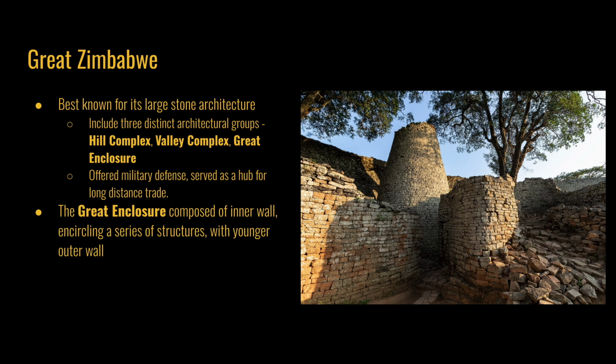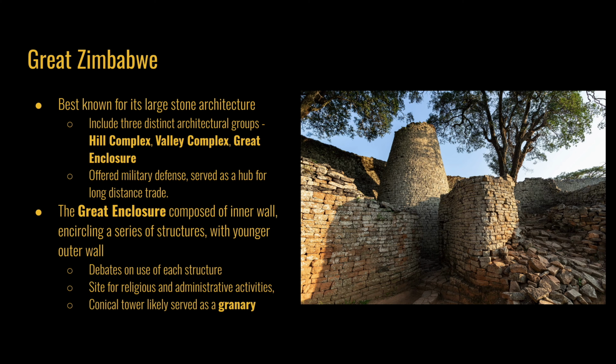The great enclosure itself was composed of an inner wall with a series of structures and a younger outer wall. Historians and archaeologists do not always agree on the exact uses of each structure, but it is known that they were sites for religious and administrative activities. The conical towers, like the one seen on the screen, likely served as granaries or places to store grain. The hill complex is thought to have been the royal family's residence, providing a vantage point over the surrounding valley. Additionally, the great enclosure's walls were about 11 meters high and 250 meters in circumference, showcasing advanced construction techniques.